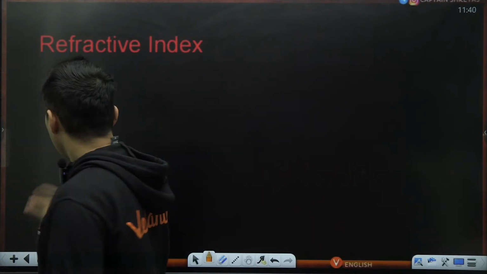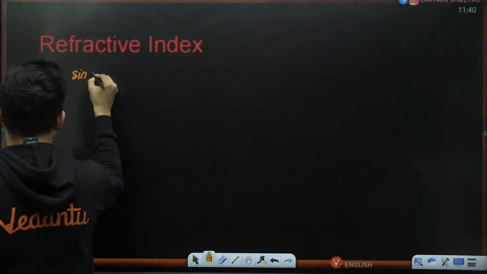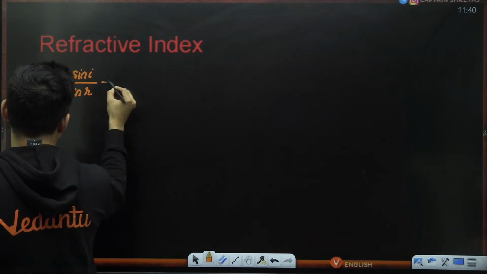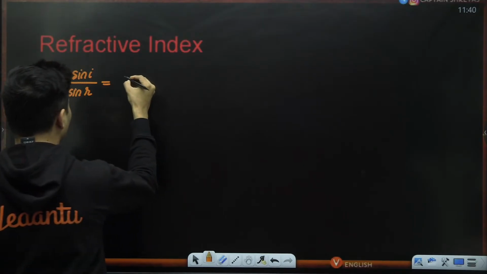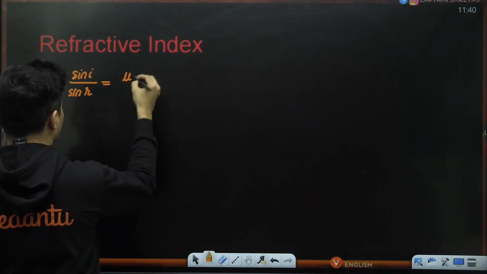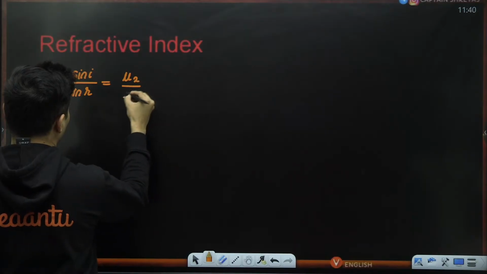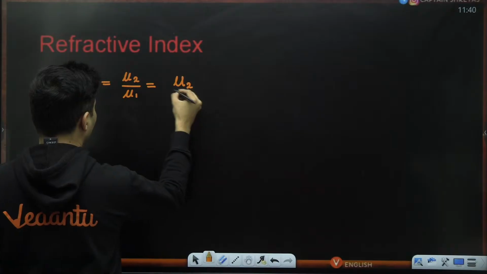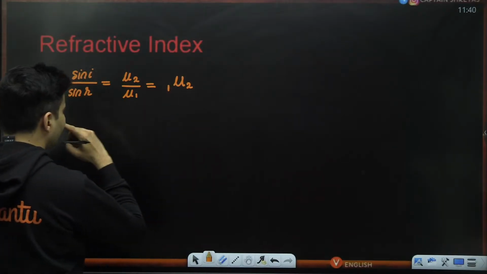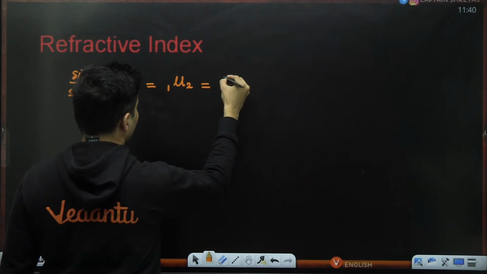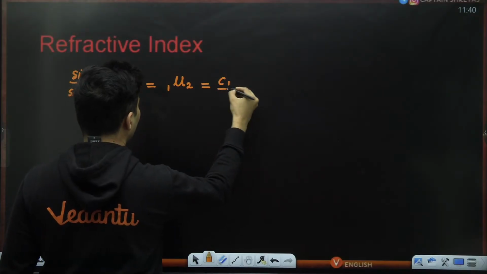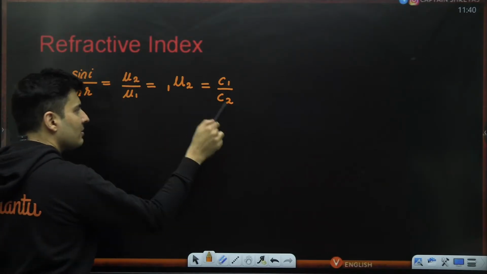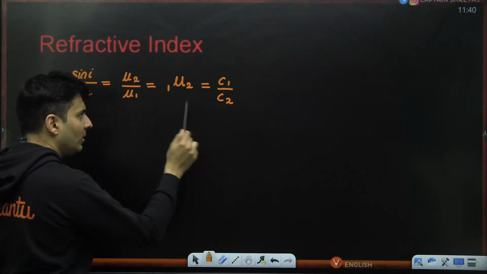So first of all, sine of the angle of incidence upon sine of the angle of refraction is equal to the refractive index of the second medium upon the refractive index of the first medium, which is also called the relative refractive index of 2 with respect to 1, which is also the speed of light in the first medium upon the speed of light in the second medium. Notice how this is 2, 1, this is 1, 2. That's the catch. Be careful.